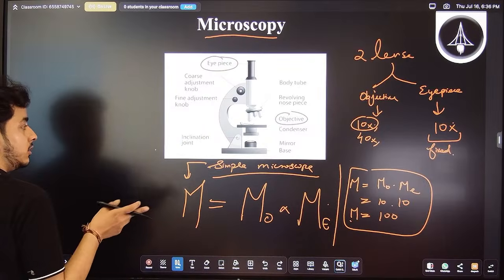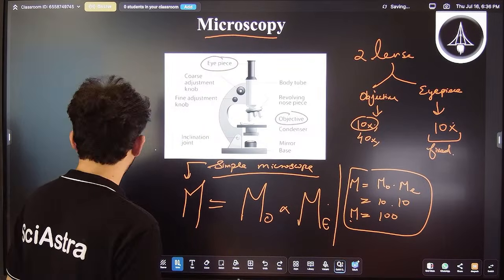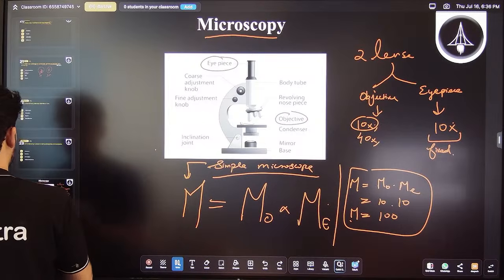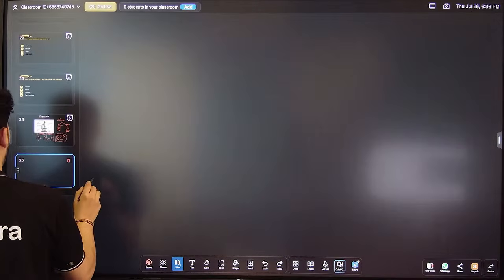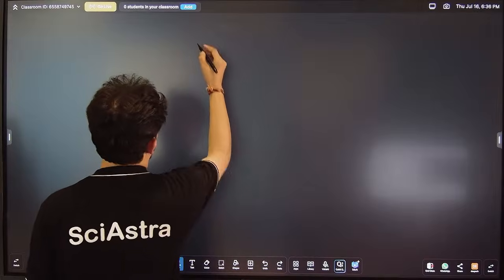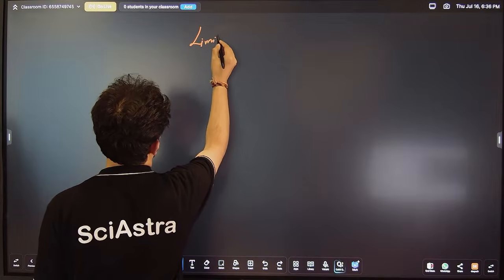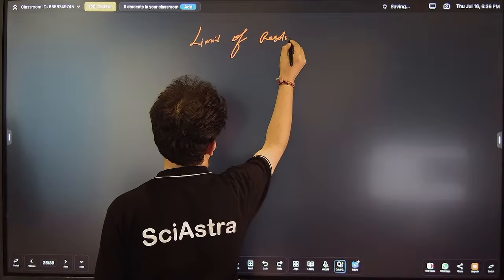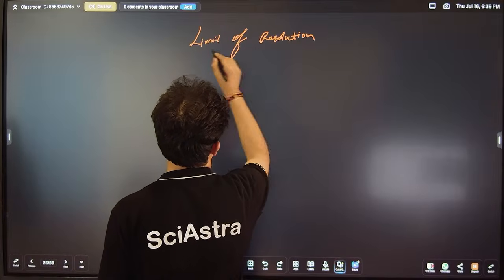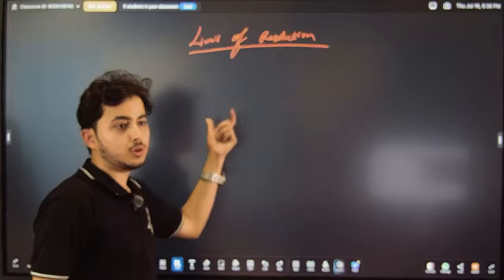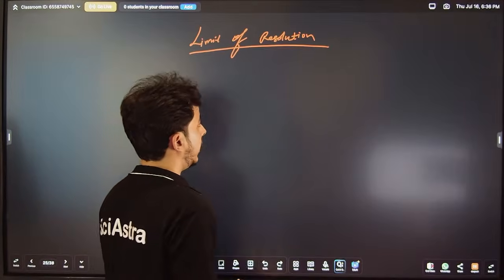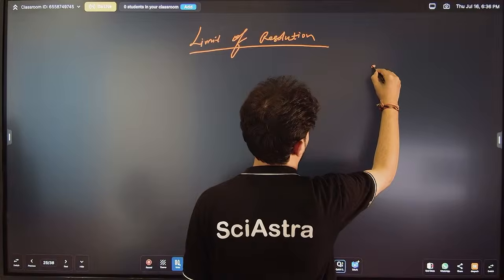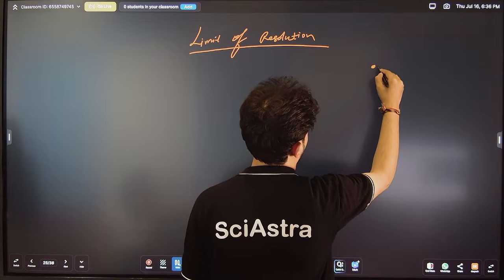Now after the magnification, what you need to understand is one more concept. That concept is the limit of resolution, right? So what is limit of resolution? So let's say you are having two objects, correct?